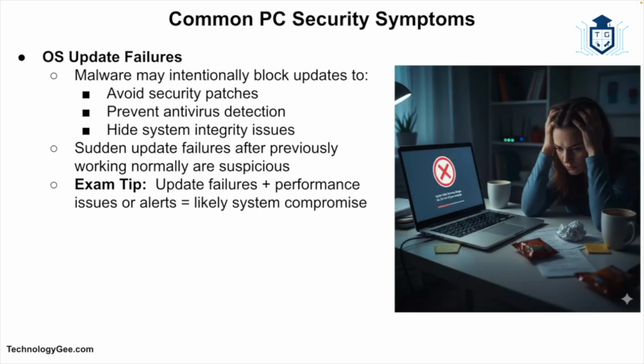And then you have operating system update failures. At first glance, failed operating system updates may not sound like a security issue, but they absolutely can be, because malware can often block updates, because security patches could remove vulnerabilities that it relies upon, antivirus updates can detect it, and system integrity checks can expose it. If a system suddenly cannot update after previously working fine, and especially if it coincides with other symptoms, malware should be considered. On the exam, just understand that operating system update failures combined with performance issues or alerts often indicate system compromise rather than simple misconfigurations.